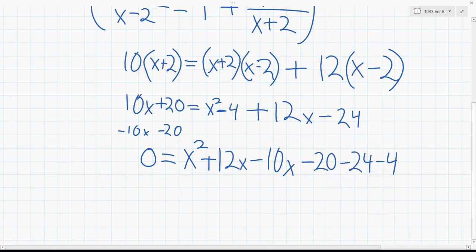Now, I left all the items separate, and I didn't condense them because I want to condense them the right way. I'm going to leave the x squared by itself because there's nothing I can do. The x's, I could put them together, but if I leave them apart, it'll be easier for factoring in a moment. And then I'm going to put all of these numbers together here. So 20, 24, and 4, so 4 and 4 is 8, 20 and 20 is 40, so 48. So it'll be a minus 48.